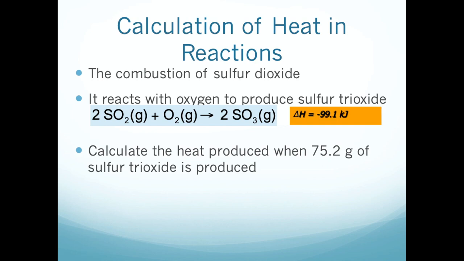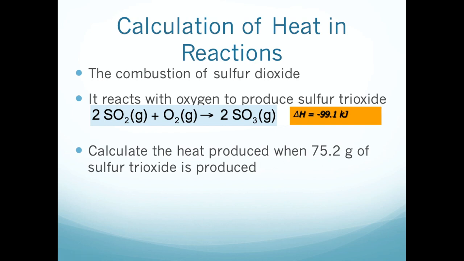Now, instead of having 2 moles of sulfur trioxide, the question's asking us how much heat's produced when 75.2 grams of sulfur trioxide are produced. Okay, so note that looking at that chemical, sulfur trioxide, if there's 2 moles of sulfur trioxide, we release 99.1 kilojoules. If we have 75.2 grams of sulfur trioxide, what is the amount of heat?